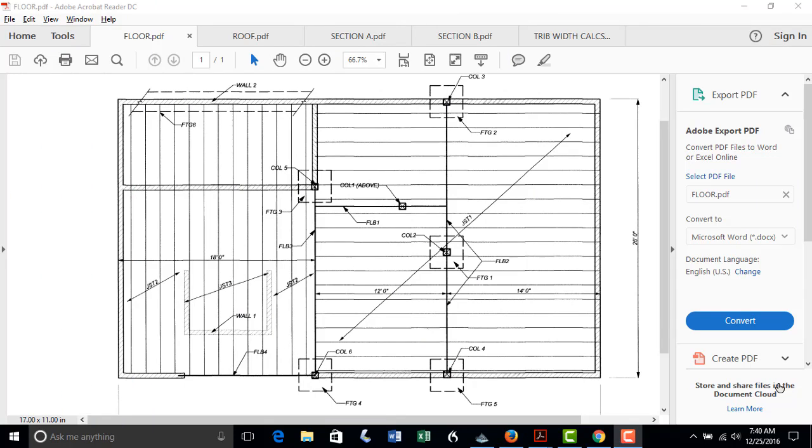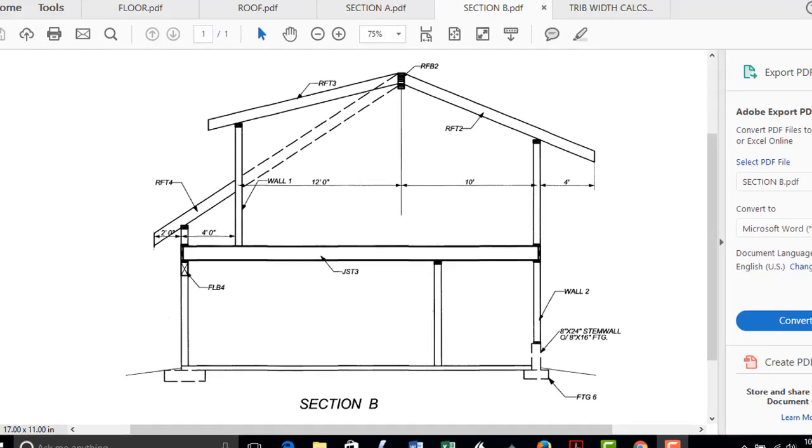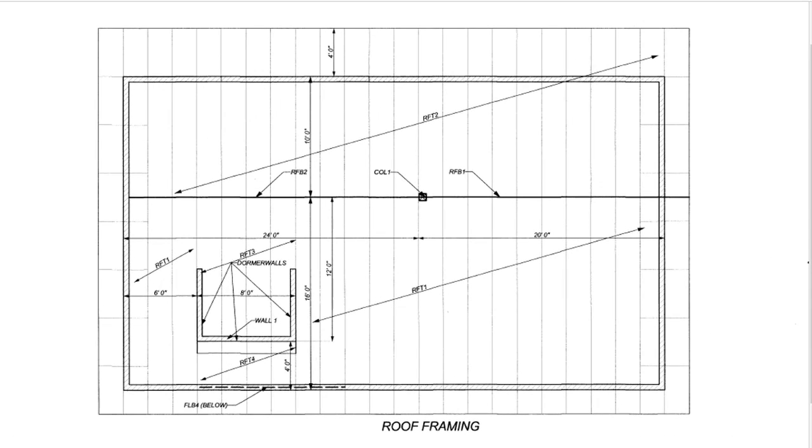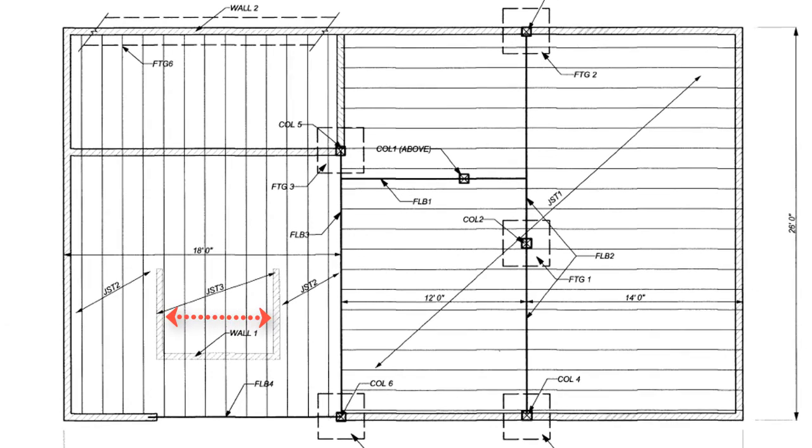I will now size the header located on the left side of this plan. It has a span of 12 feet and supports rafter loads and joist loads. For the first 8 feet, it supports the short rafters RFT4 loads and the joist JST3 joist that support the dormer wall.